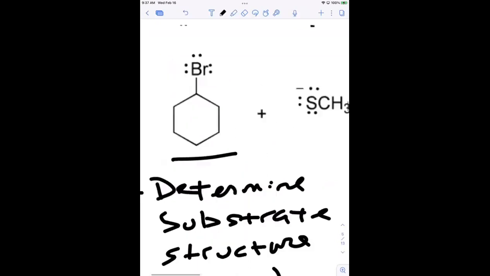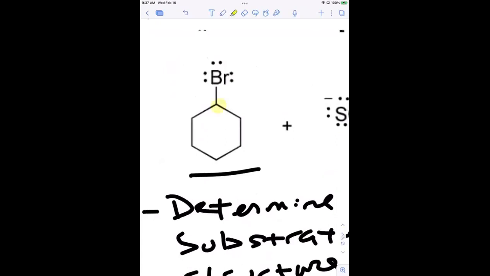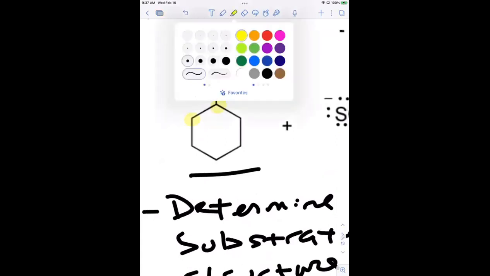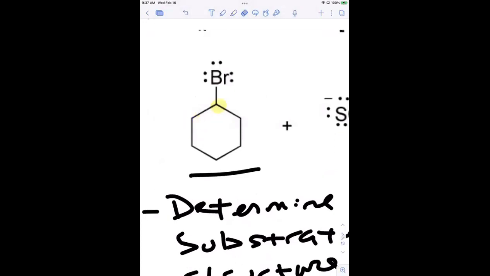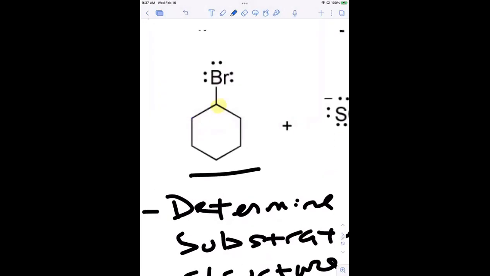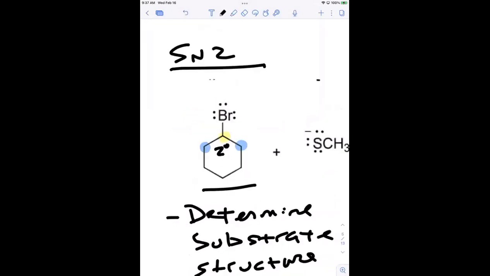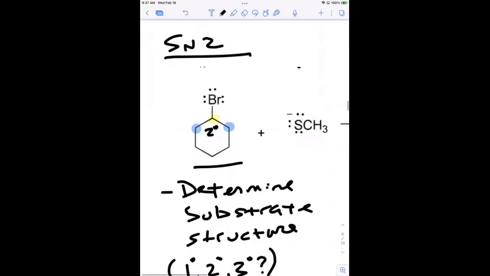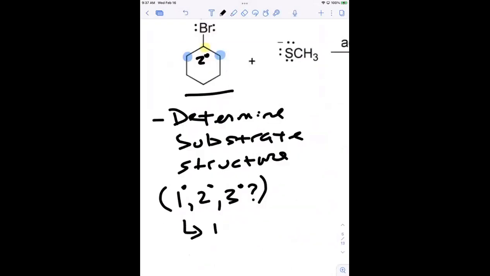So this particular carbon right here, let me refresh you. It's bound to two other carbons. We don't count the bromine as a substituent when we're considering whether it's primary or secondary or tertiary, right? So it's got a carbon here and a carbon here. So this is a secondary carbon. All right. For the SN2 mechanism, primary, secondary only. Tertiary carbons cannot undergo an SN2 type process.